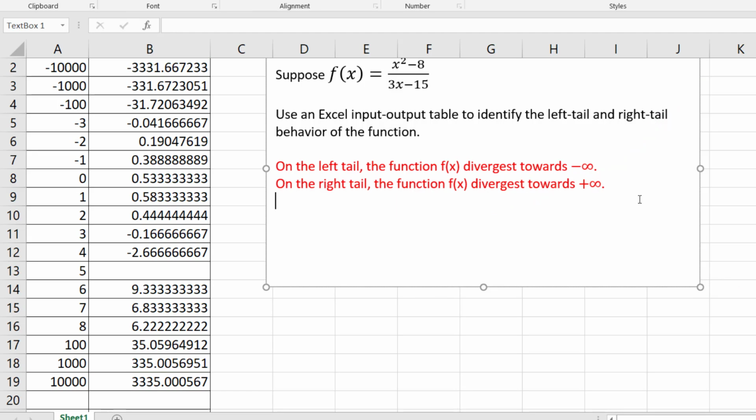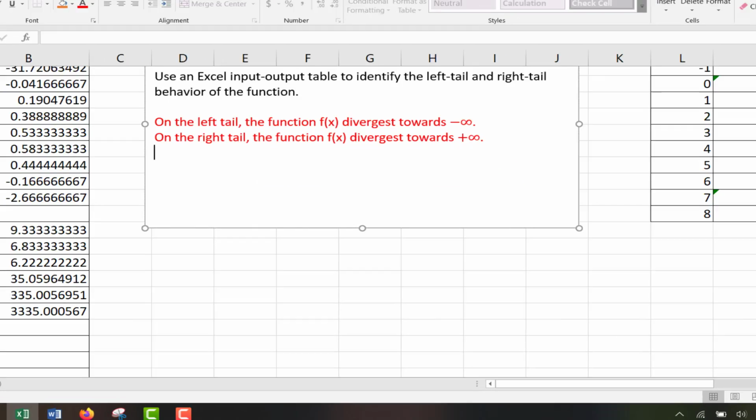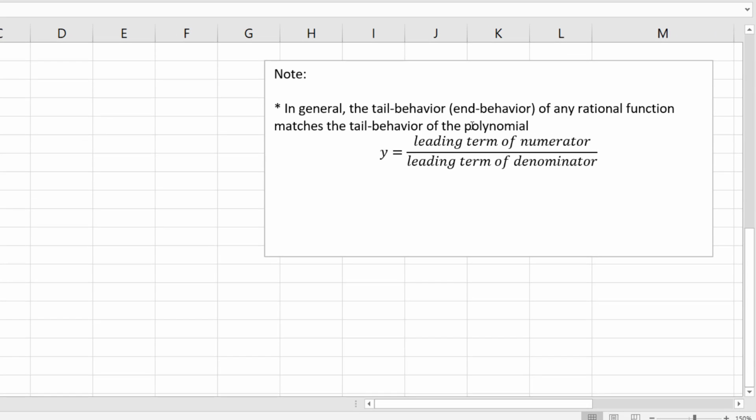Before we go on to another example, I want to make note of a general pattern that exists in rational functions. It turns out that in general, we can identify the tail behavior, the end behavior of any rational function by finding the leading term of the numerator and dividing it by the leading term of the denominator. So for example, the function we were working with was f of x equals x squared minus 8 over 3x minus 15.